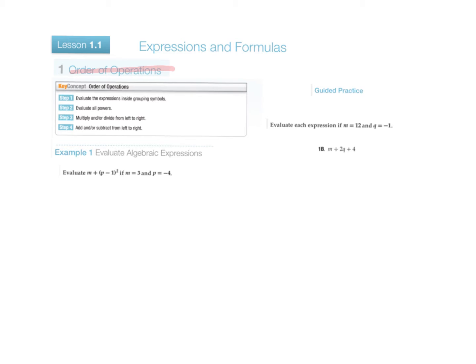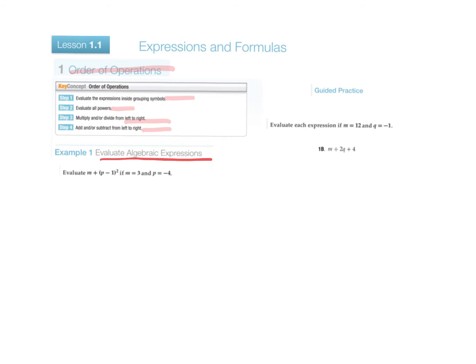The first thing you need to do is always do grouping symbols, which are like parentheses or brackets. Then we want to do exponents or powers, and then we want to do multiplying and dividing, but we need to make sure we're going left to right. And then we're going to do the same thing with addition, left to right. So let's look at our first problem here.